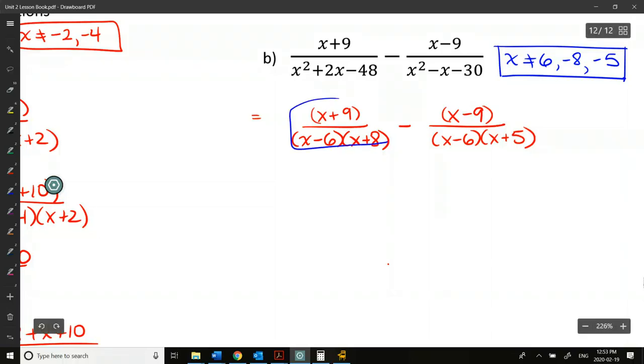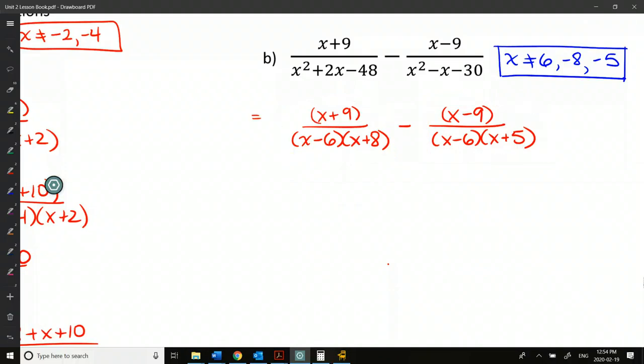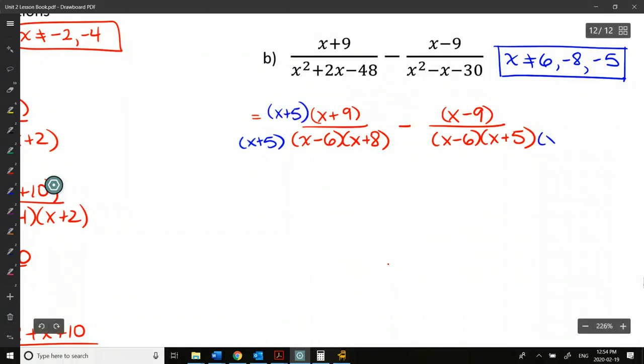Okay. Before you go and get common denominators here, look in the individual fractions. Can we reduce any groupings out of those individual fractions? Is there anything common on top and bottom? Okay, so common denominator then. Each side needs what the other side has. They each have right now an x minus 6. What does the fraction on your left need? It needs an x plus 5 on top and bottom. And what does the fraction on the right need? An x plus 8.